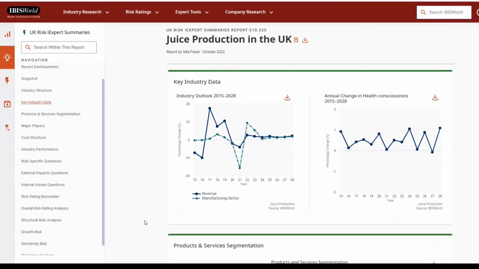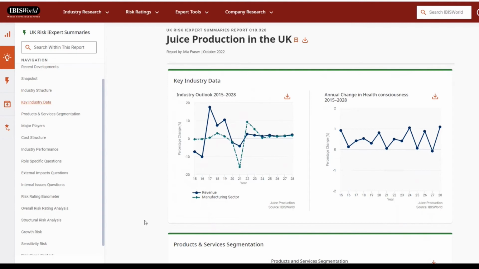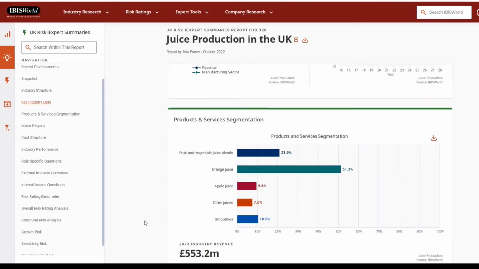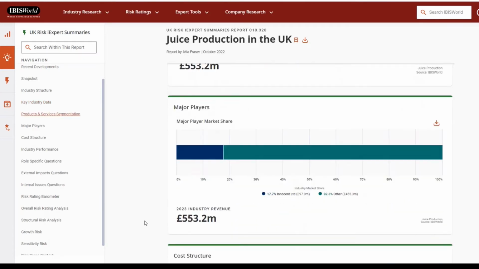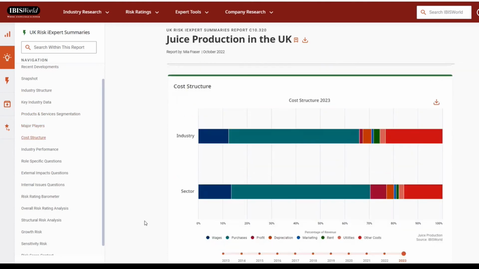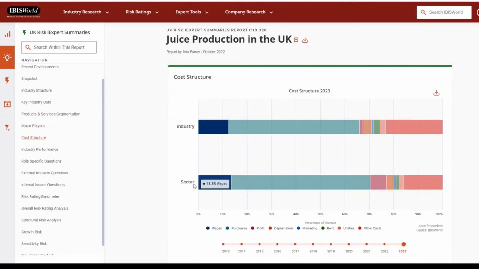You can find key benchmarking information on the industry and sector performance. The key operational and performance benchmarks include the breakdown of products and services, who the major players are, and what the average costs are for a company in this industry and also for the sector.